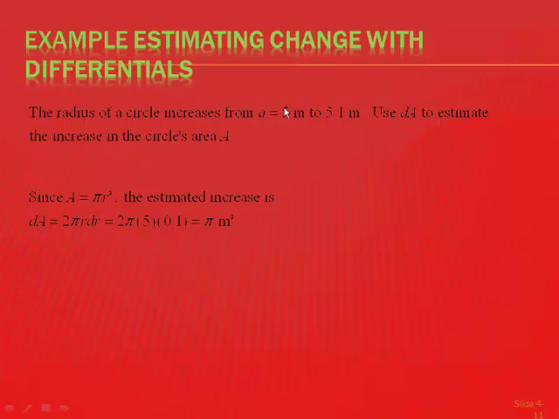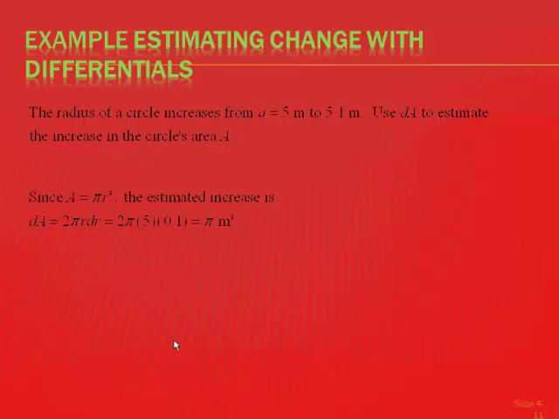Now, we should all hopefully see that the change, or dr, is going to be 0.1. That's what our radius is changing by: from 5 to 5.1 would be a change of 0.1. If I put 5 into my radius, and I put 0.1 into my dr, then I will get pi meters squared, or 3.14. What we are saying is that if my radius changes from 5 to 5.1, then that's going to affect my area by pi meters squared.